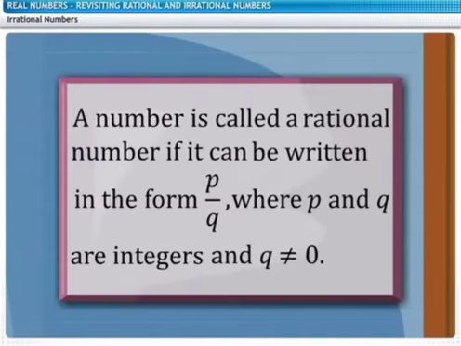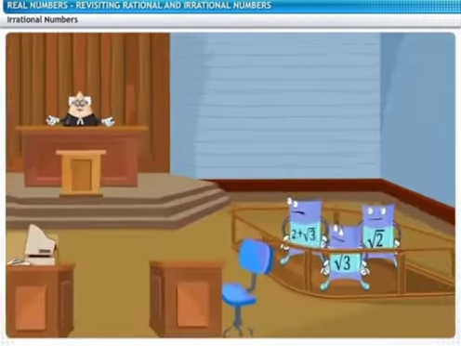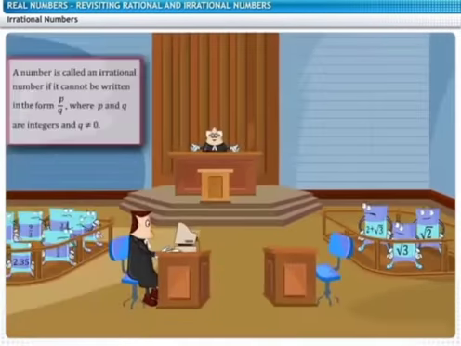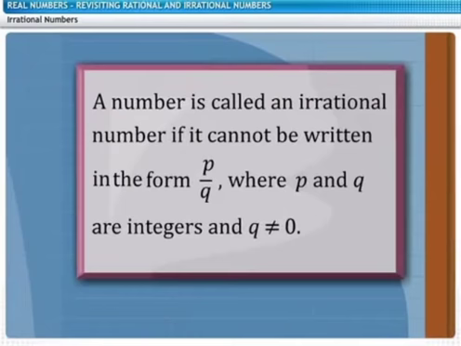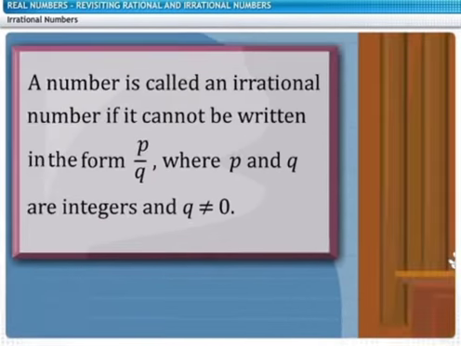A number is called rational if it can be written in the form P upon Q, where P and Q are integers and Q is not equal to 0. A number is called irrational if it cannot be written in the form of P upon Q, where P and Q are integers and Q is not equal to 0.